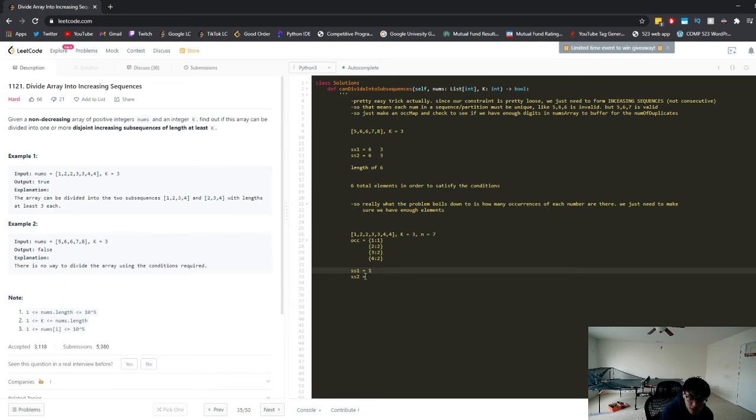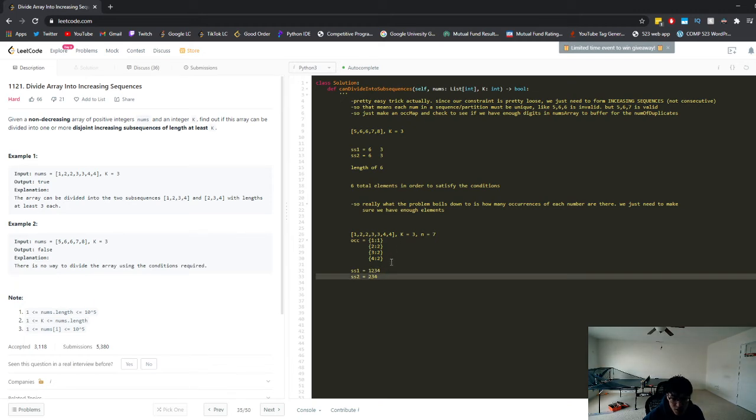and then the digit 2 has 2 occurrences, right? So we have to separate those. They have to go in their own subsequences. Then 3 also has to separate these 2 occurrences, and 4 also has to separate each of its 2 occurrences, right? So hopefully you understand why we need to separate the duplicates into their own subsequences. So you can see that this is a valid partitioning, because both of these subsequences are strictly increasing and they have length of at least 3, right?